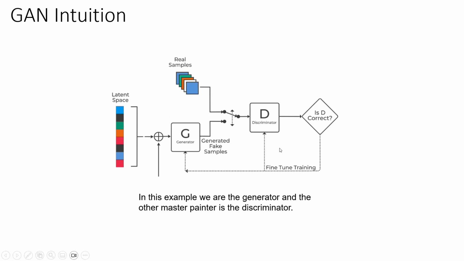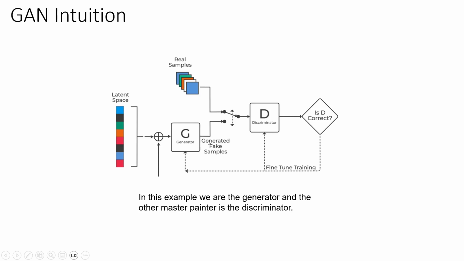We have two networks working together. We have a generator network, which is forging the image. So this was producing the Mona Lisa image. And we have another network that's working at the same time, which is the discriminator network, that's saying whether the forged image is good or bad.